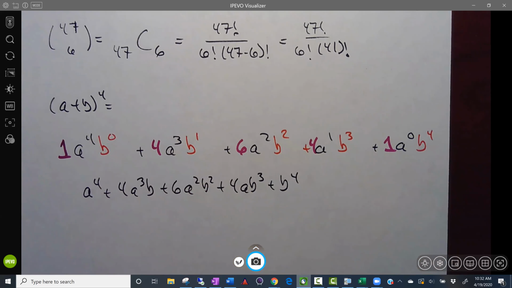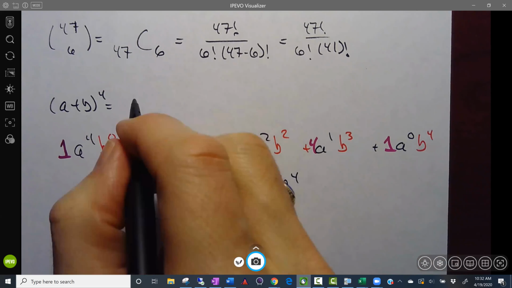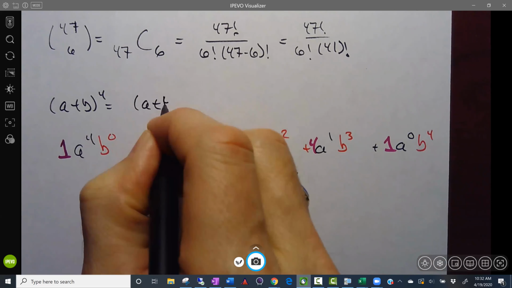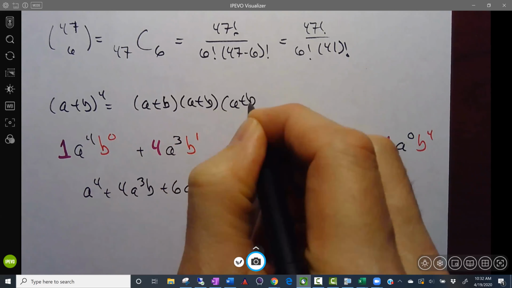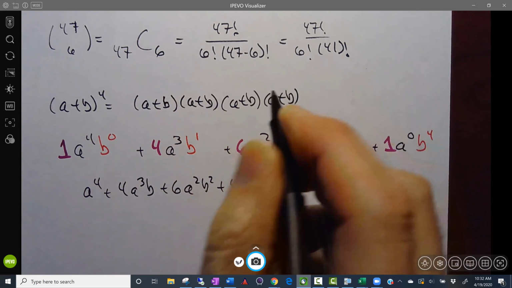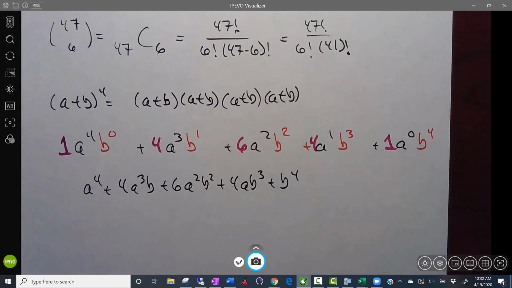Wow, that's a lot more fun than writing out a plus b times a plus b times a plus b times a plus b, and then multiplying it out, collecting like terms, and eventually getting this after a good 10 minutes worth of work. Nice. Let's try another one.